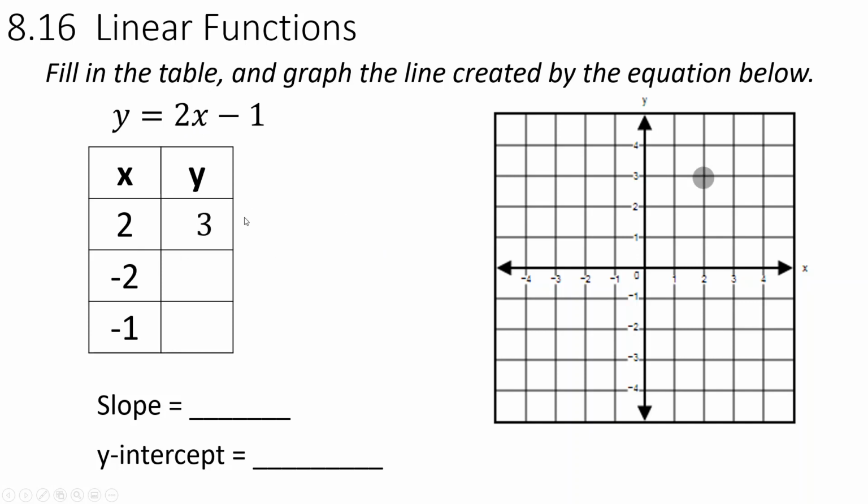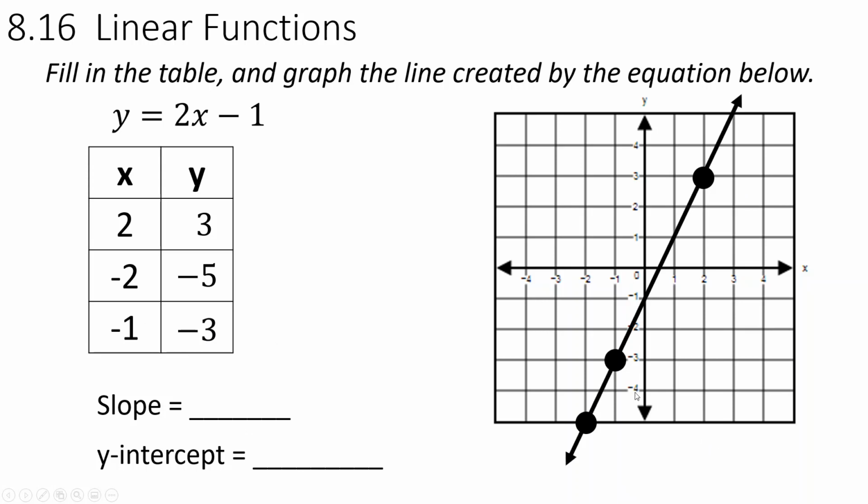If you plug in a negative 2, and I'm also going to plot the point. 2, 3, hey, here's 2, 3. Negative 2, if I put in a negative 2, I get 2 times negative 2 is negative 4 minus 1, that's negative 5. I'm going to go ahead and plot that point. Negative 2, negative 5. There it is. Negative 1, if I put in a negative 1, 2 times negative 1 is negative 2 minus 1, you get negative 3. Negative 1, negative 3. There it is. Do those points line up? They sure do.